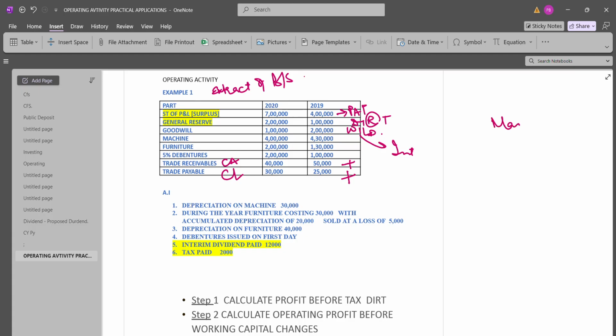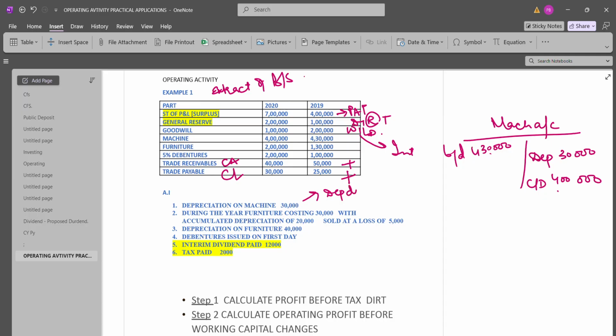Let me prepare a machine account here. No other information for machine. We have a brought down of 4 lakh 30,000. We have a carried down of 4 lakh. Previous year, current year, brought down, carried down. We are told that there is depreciation of 30,000. That's the cause of the decrease. So there's no purchase, no sale in this question. But this depreciation during the year will be added under the add-backs. This is the D of the add-backs.